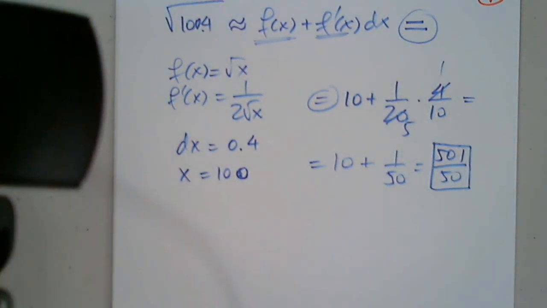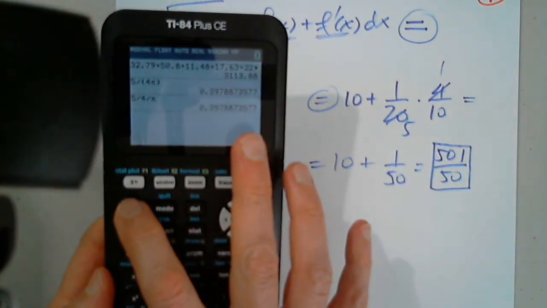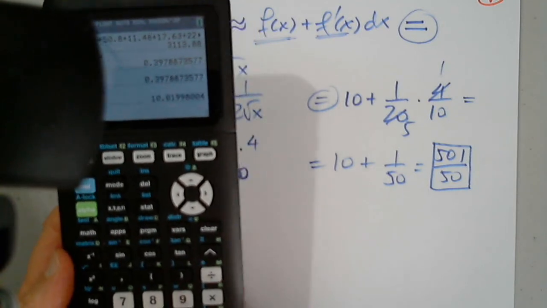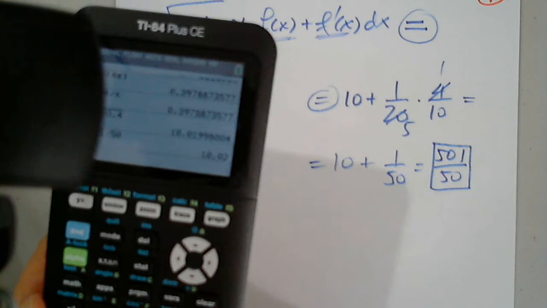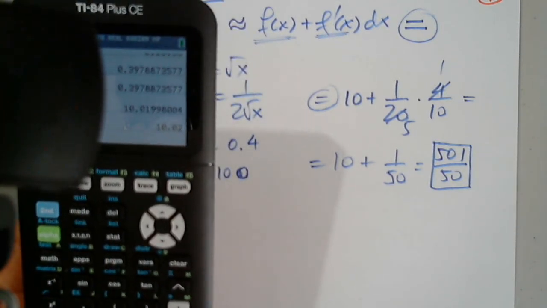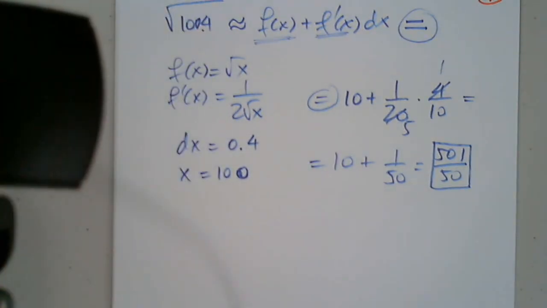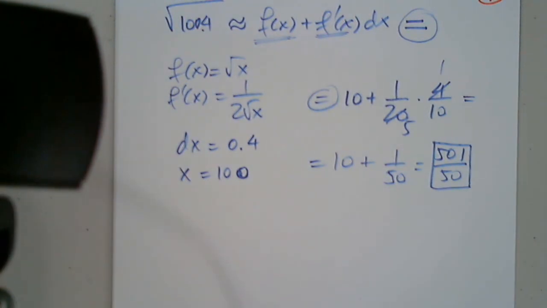This is it. But what I do recommend is punch in the calculator the square root of 100.4, just to make sure that we don't have an error. You don't have to approximate this or do anything. Just a fraction is perfect.